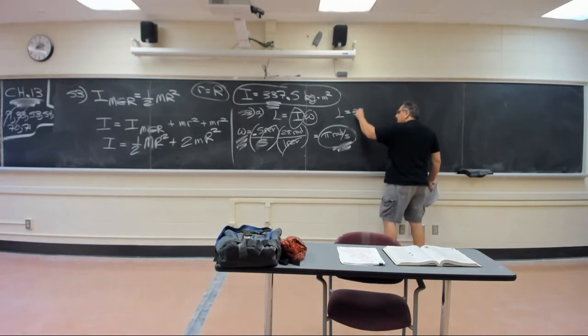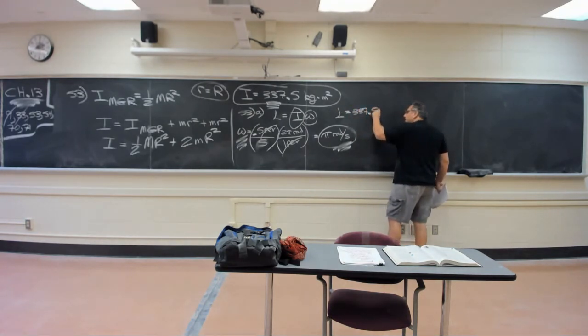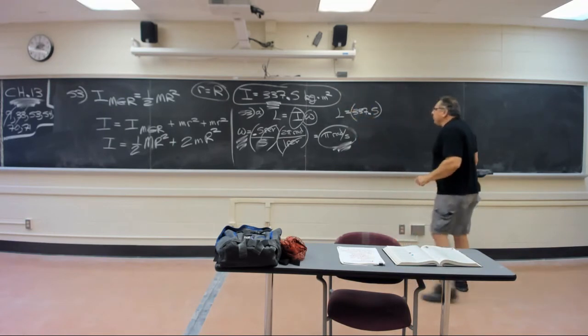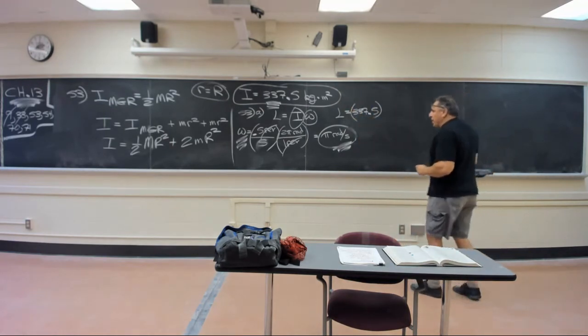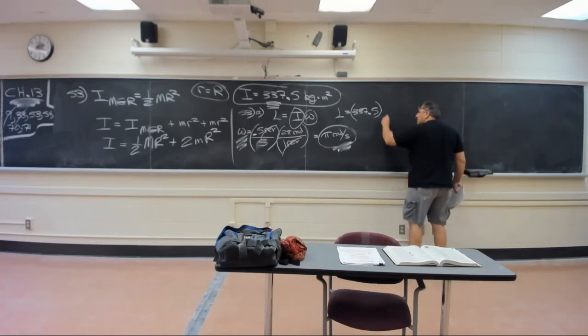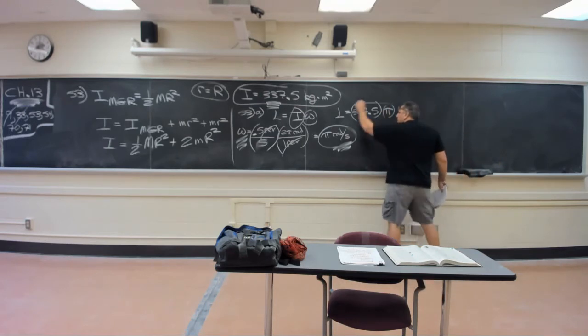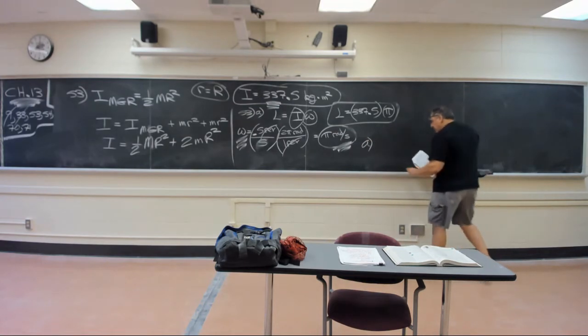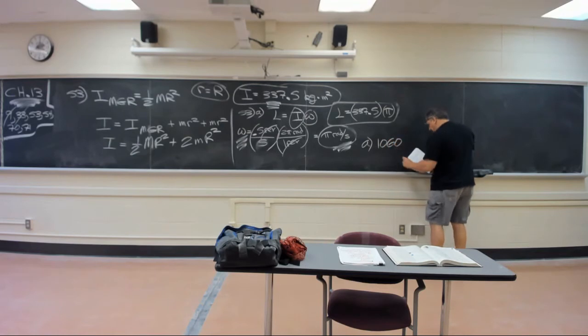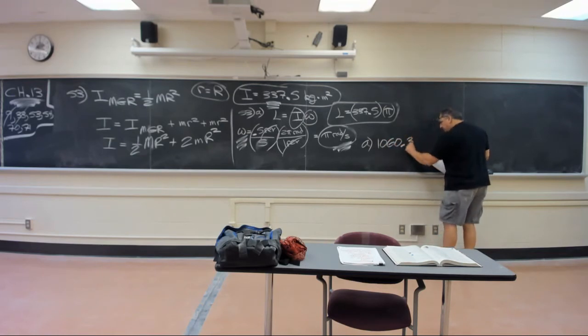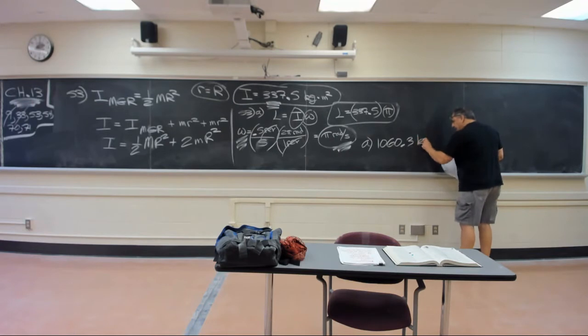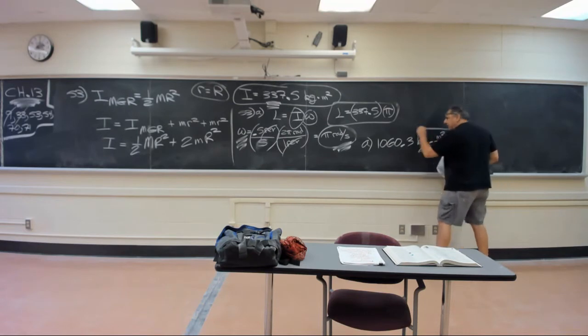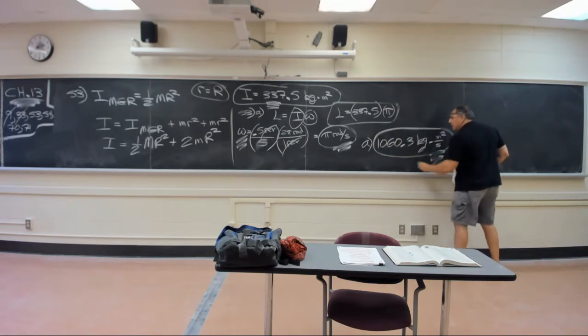The I is 337.5 kilograms meters squared times omega. That's it. Work that thing out and you're in business. We got 1060.3 kilograms meters squared per second. Yeah, it looks kind of bizarre, but that's how you do L. That's what L equals.